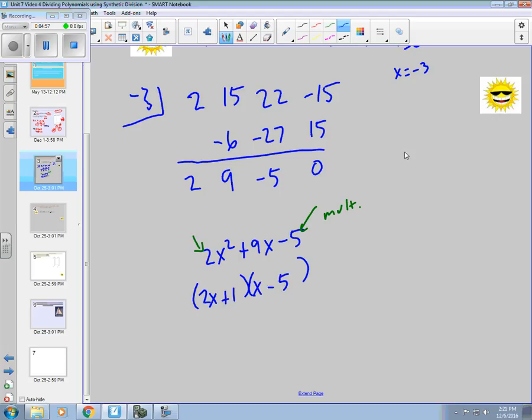That might be right, but we want to check it. What do these multiply to? What do these multiply to? That would be negative 10x, and this would be 1x. If we add that up, that's negative 9x. Does that match what we have here? Look close.